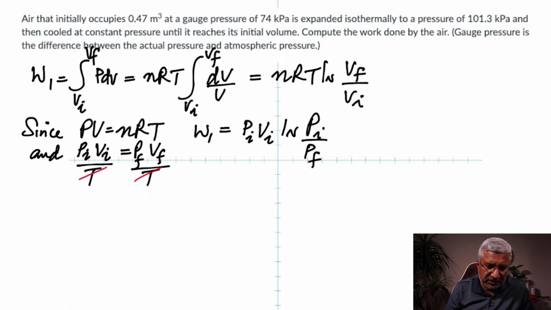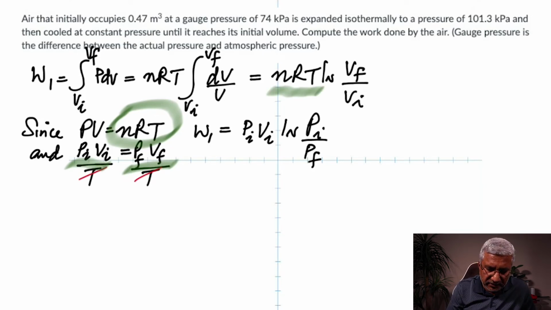So maybe some don't understand, let's see. Look, first of all, the product of pressure and volume is nRT, isn't it? Second, I've proved that the product is the same whether you take the initial or the final. So now I'm saying where you have nRT, you could either substitute PIVI or you could substitute PFVF. Show me at least one hand of those who understood. Okay, thank you.